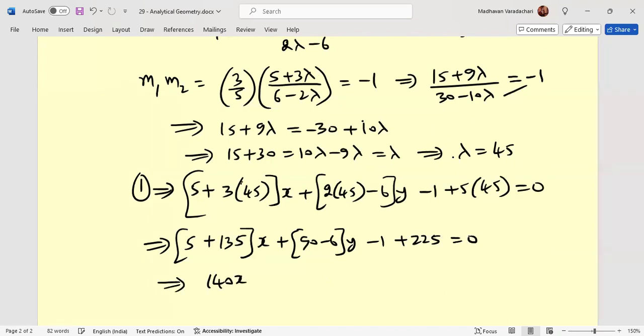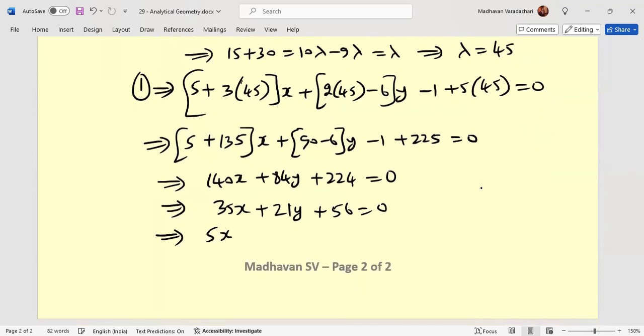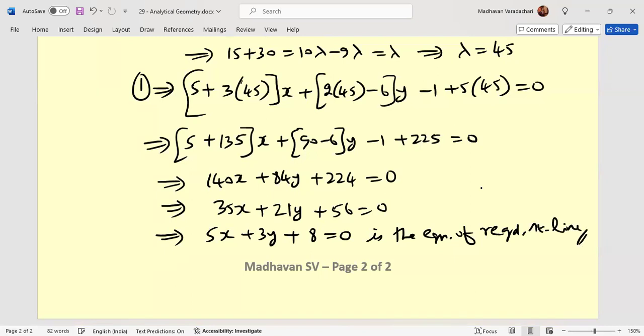So we get 140x plus 84y plus 224 is equal to 0. We can simplify this. First, let us check whether it is divisible by 4. Yes, we get 35x plus 21y plus 56 equal to 0. Further, this can be simplified. I think everything is divisible by 7. 5x plus 3y plus 8 equal to 0 is the equation of the required straight line. That is the solution for this question.